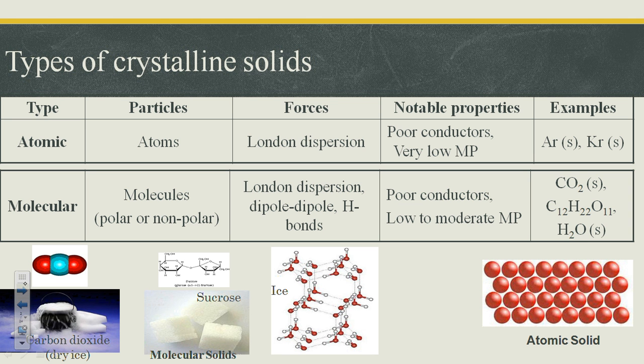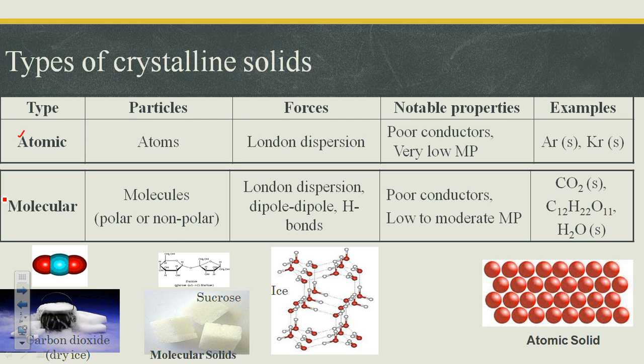covalent network solids. Let's review again one more time the properties of different types of solids and the intermolecular forces associated with these solids. So the first type of solids are atomic solids, which are made up of atoms. The units are atoms, and between them, the London dispersion forces keep them together. Because London dispersion forces are rather weak interactions, these type of solids have very low melting points, and they are poor conductors of electricity. And the example of atomic solids are noble gas solids like argon, krypton, etc.